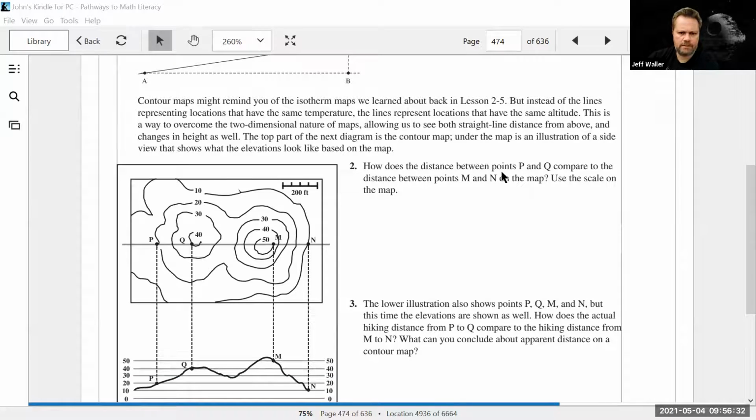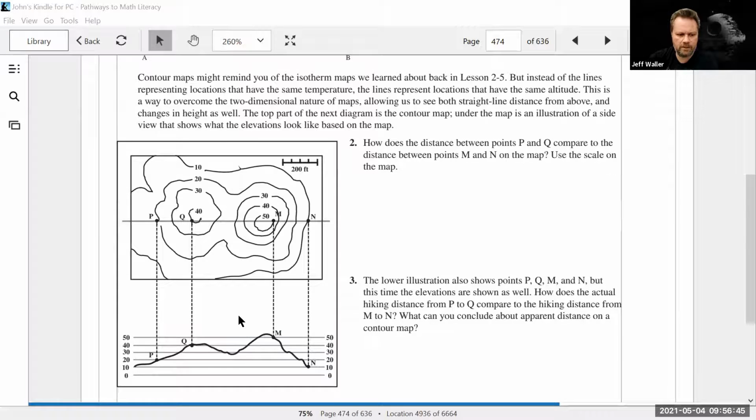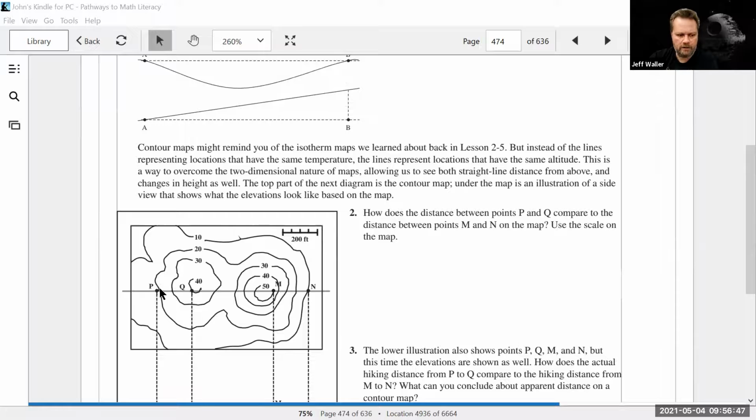How does the distance between points P and Q compare to the distance between points M and N? So what's P? How far above sea level am I at P? 20 feet. Okay, and how far up am I at Q? 40 feet. So that's a difference of 20, right?